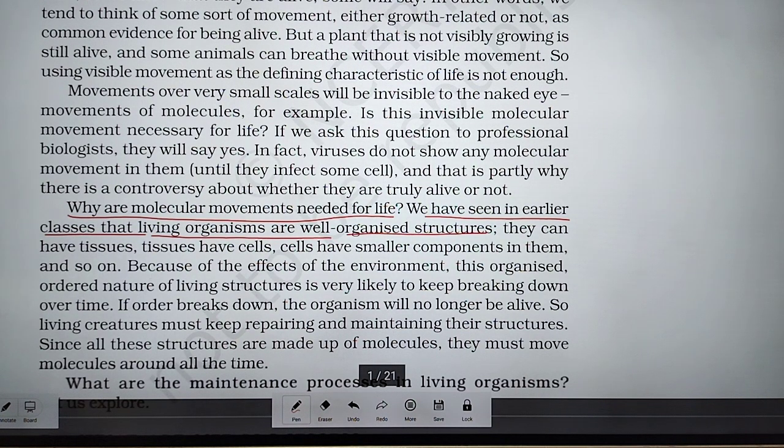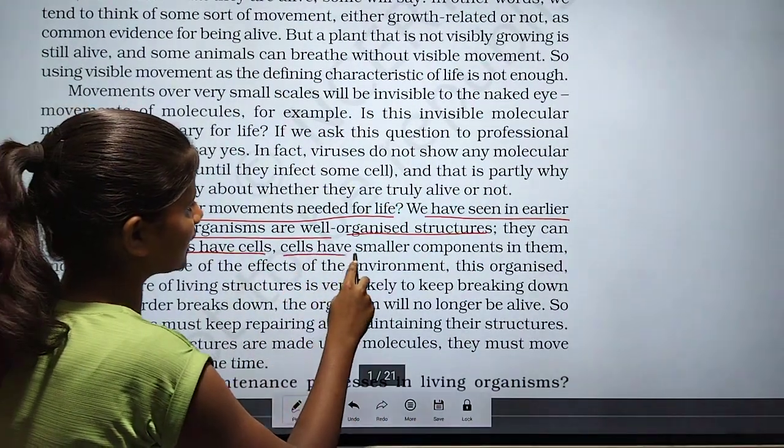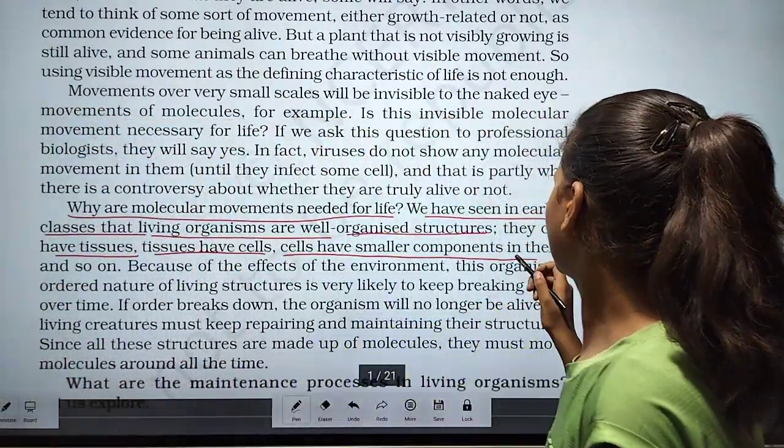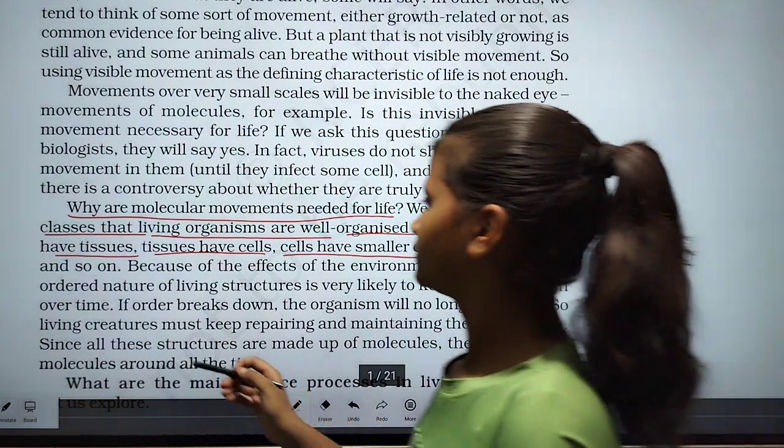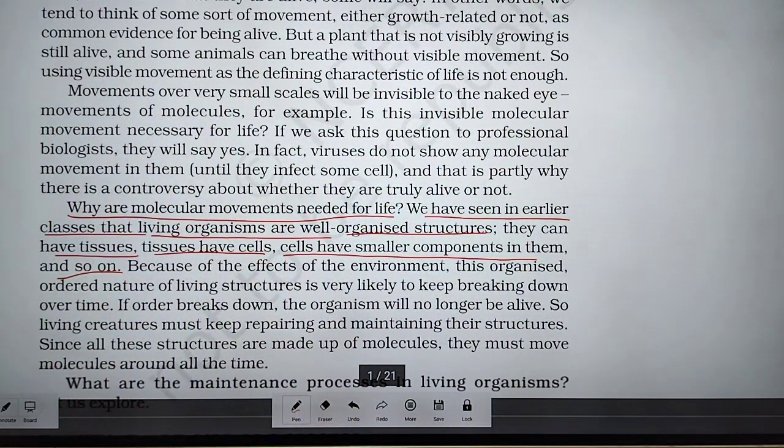Okay, they can have tissues. Tissues have cells. Cells have smaller components in them, and so on. We have already seen in earlier classes that all living organisms have a well-organized structure. They can have tissues, and tissues have cells, and cells have smaller components in them, and so on.